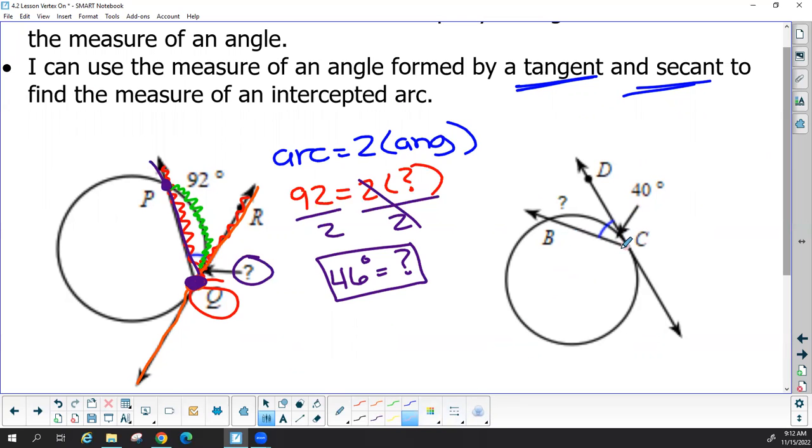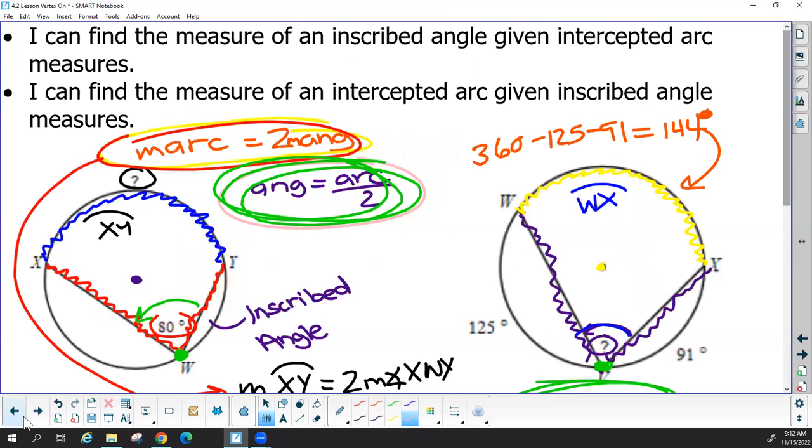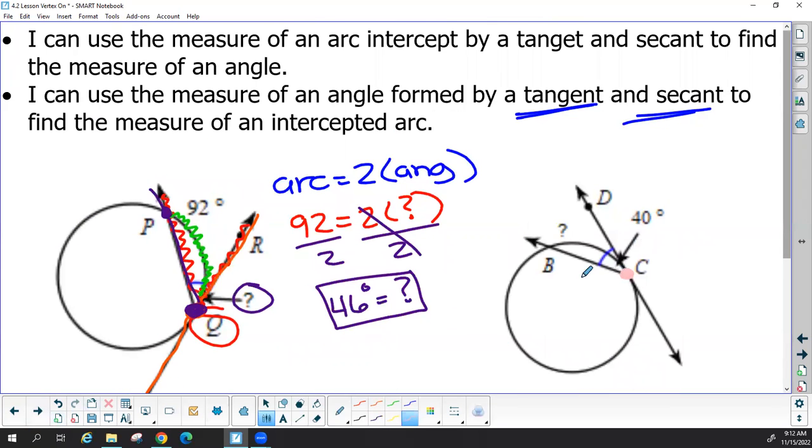So again, anytime, whether it's this type of picture or whether it's a picture like this where we have an inscribed angle, the relationship is going to be the same. And I really recommend, let's call out the angle that we're talking about. That angle is 40 degrees. Let's call out the arc that it's intercepting. It's intercepting that arc that we're looking for. Arc BC is what we're looking for.